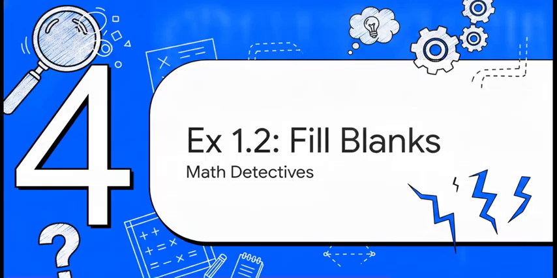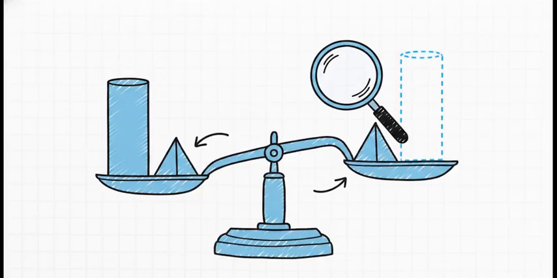Moving right along to Section 4, Exercise 1.2, fill in the blanks. For question 2, we are basically playing mathematical detectives. We just use our properties to balance the scales. In part 1, the left side has root 2 over 5 plus 3 over root 6. The right side already has the 3 over root 6, so to maintain the commutative property of addition, the missing box obviously must be root 2 over 5.